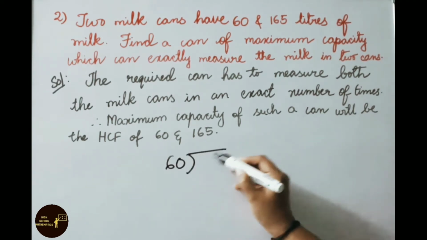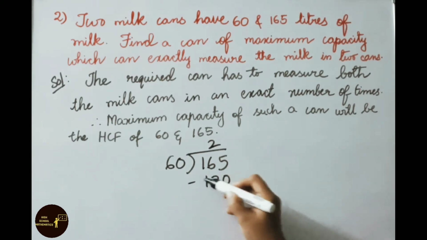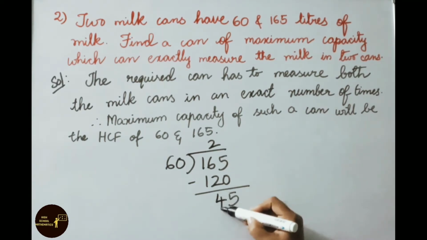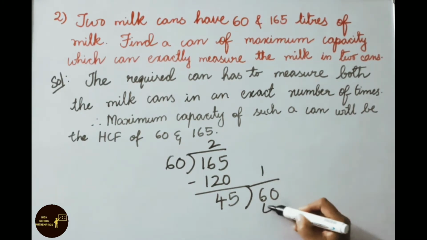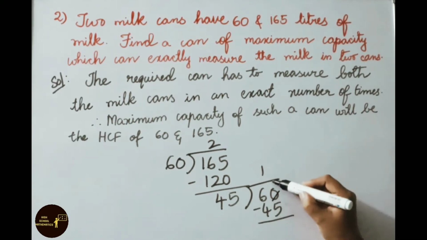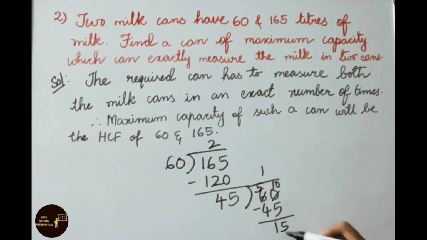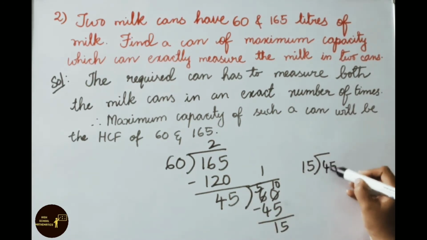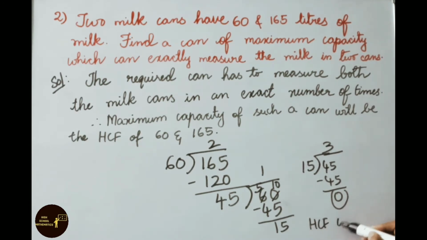So by using 60 we are going to divide 165. 60 2s are 120. We have to subtract now: 5 minus 0, 5. 16 minus 12, that is 4. With 45 we have to divide now 60. 45 ones are 45. Borrow means 0 becomes 10, 6 becomes 5. 10 minus 5 is 5, 5 minus 4 is 1. With this 15 we have to divide 45. 15 threes are 45. So 45 minus 45 is 0. Therefore HCF is 15.